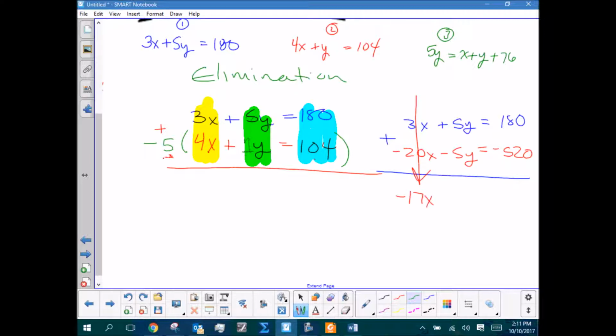Negative 17x. This is what we wanted. We wanted those two things, and we added straight down to get 0y, right? And now I'm going to add straight down those two things. So what's 180 minus 520? 360? 460? Careful. Is it 460? Negative 340? Okay, so 340 plus 180 plus 40 is 120. Carry that in.